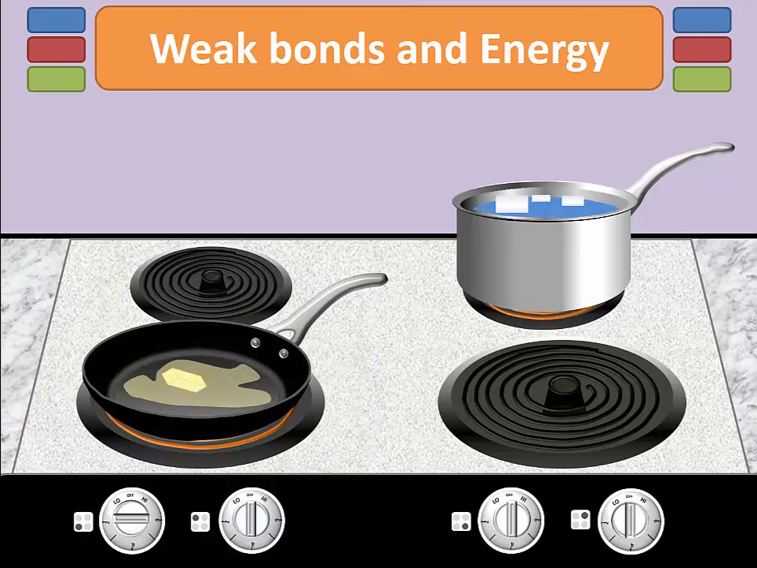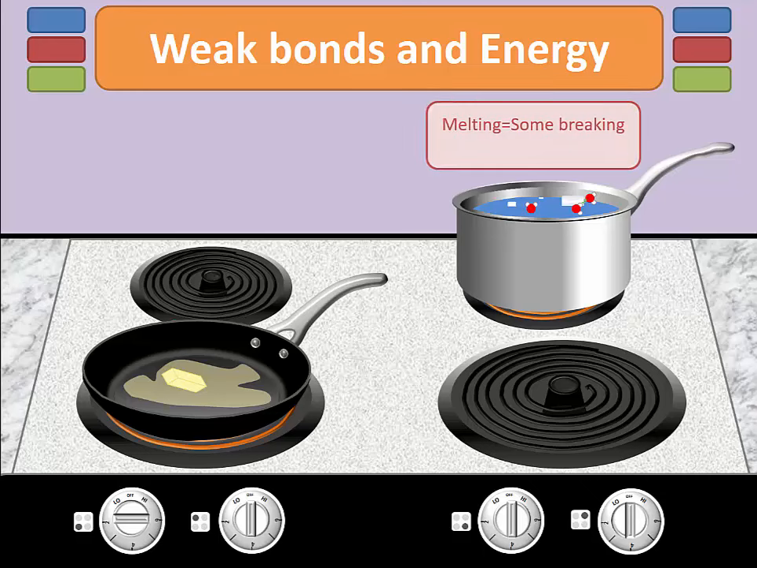Heating our ice cube also creates a liquid, in this case by breaking some of the hydrogen bonds that hold the individual water molecules together. While melting ice breaks some of the hydrogen bonds, boiling water breaks all of the hydrogen bonds holding the water molecules to each other, which is why the water begins to fly away as vapor.